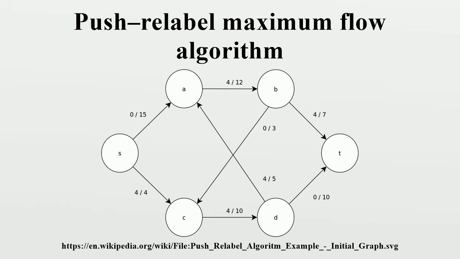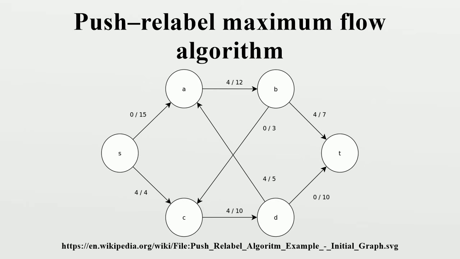As a result, if a valid height function exists, there are no s-t paths in G_f because no such paths can be longer than |V| minus 1. An edge (u, v) is called admissible if h(u) equals h(v) plus 1. The network G_f restricted to admissible edges is called the admissible network. The admissible network is acyclic.